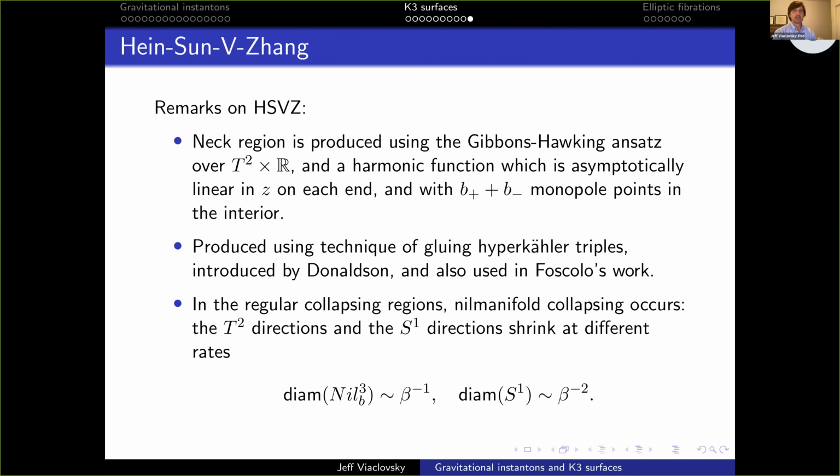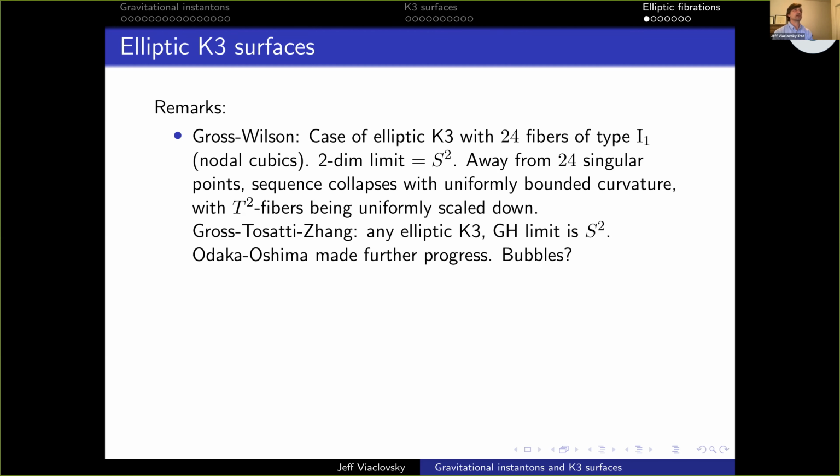Now in the regular collapsing region, away from the singular points in the interval, nilmanifold collapse occurs. So the T^2 directions and the S^1 directions shrink at different rates as you go to the limit. The diameter of the nilmanifold is like beta to the -1, and the diameter of the S^1s is like beta to the -2. Okay, so that is the ALH star case. Now in the remaining couple of minutes, let me talk about the elliptic case.